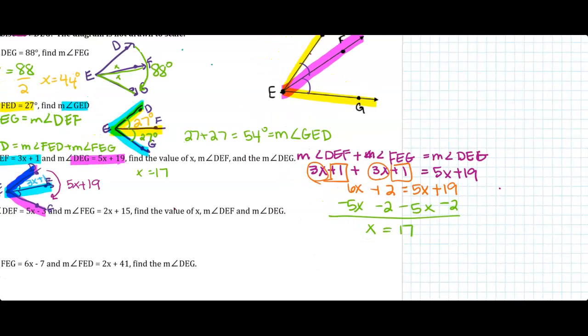So x is equal to 17. So the measure of angle DEF was 3x plus 1. So the measure of angle DEF will be 3 times 17 plus 1, which gives us 52 degrees. The measure of angle DEG will be 5 times 17 plus 19, which will equal 104 degrees. 52 is half of 104, so that helps us to know that we did the work correctly.